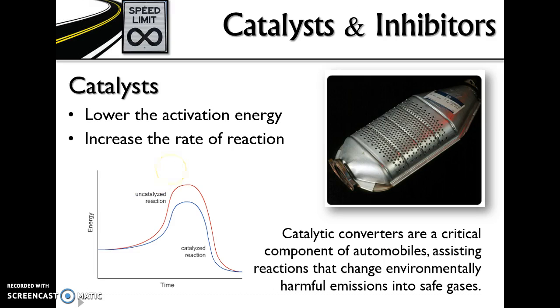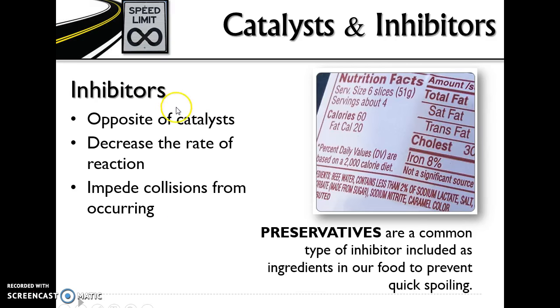And then we briefly mentioned catalysts and inhibitors. Remember, catalysts lowered the activation energy and increased the rate of the reaction. Inhibitors did just the opposite, so they actually slowed down the reaction rate. And we talked specifically about biological enzymes, which are an example of catalysts. So inhibitors, they were the opposite. They decreased the reaction rate by impeding collisions from occurring. And impede just means stop, so they sort of prevented the collisions from occurring.